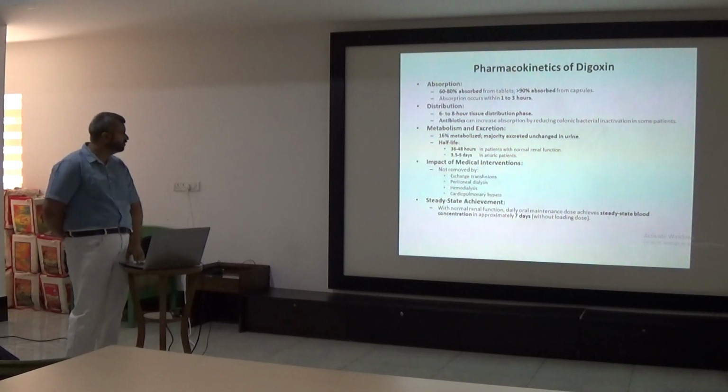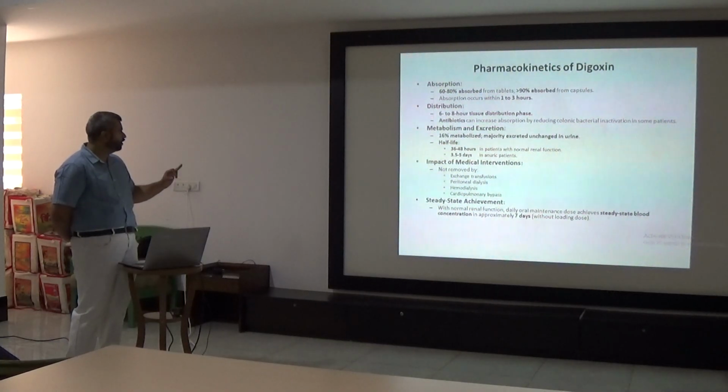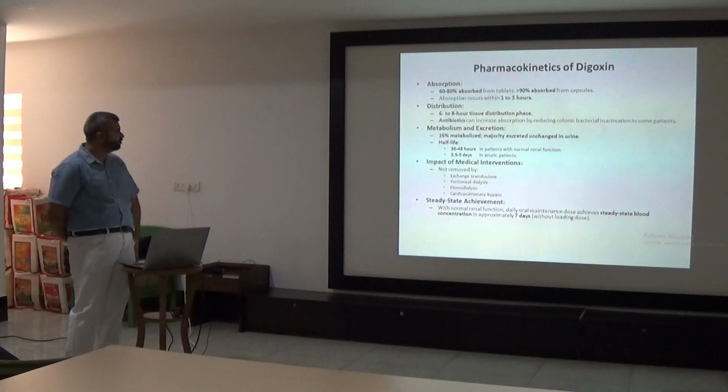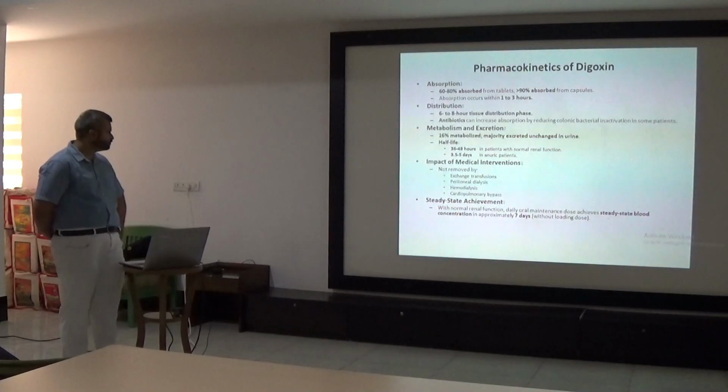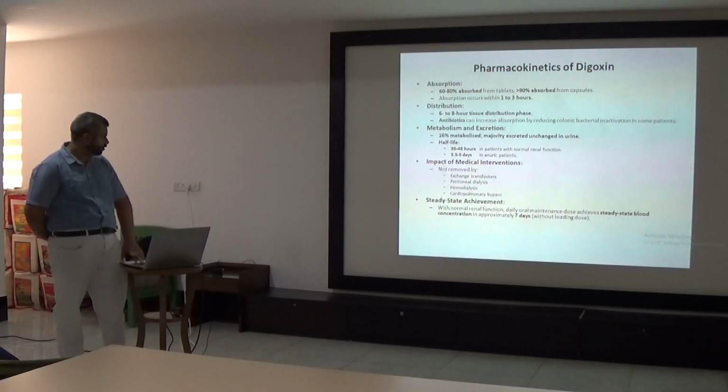Again, in brief, the pharmacokinetics of digoxin. 60 to 80% absorption from the tablets. Absorption time is 1 to 3 hours. Distribution time is 6 to 8 hours, and protein binding is very high in this particular drug. The normal half-life is around 36 to 46 hours in patients with normal renal function, but in anuric patients it can increase up to a week also. Now, steady state of the medication is achieved within 7 days.